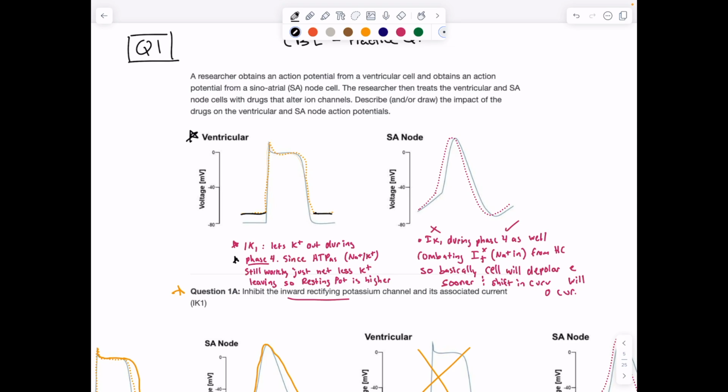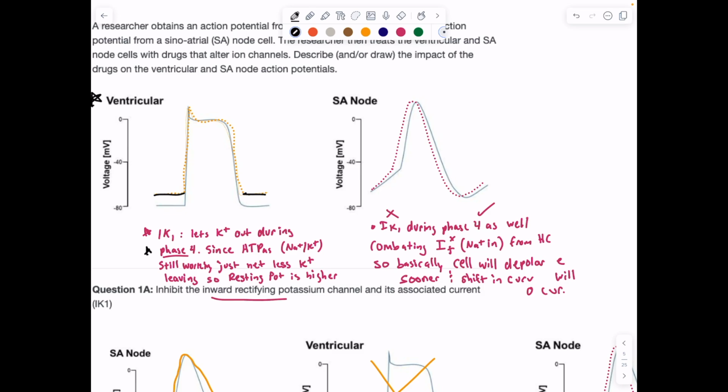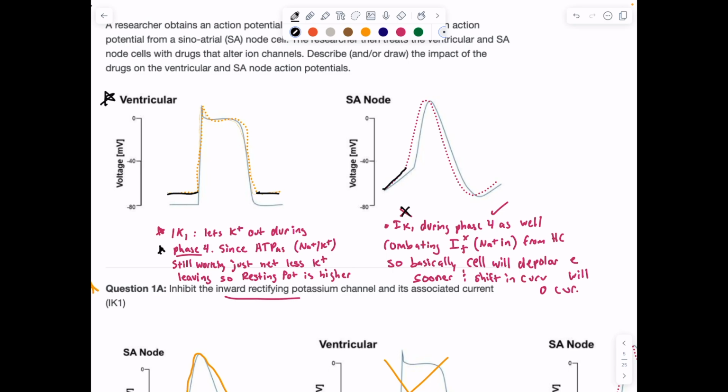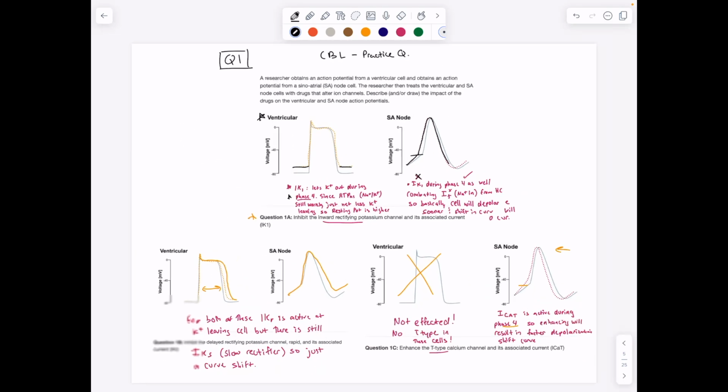But otherwise, no changes. For our SA node, IK1 is also coming into play during phase 4, and it's combating the sodium that's coming into the cell to depolarize it. And so if we take away our repolarizing during phase 4, really what that's going to mean is that we're just going to get depolarizing faster, and so we're going to get to our threshold faster, and our overall curve is just going to be shifted, depolarized faster.